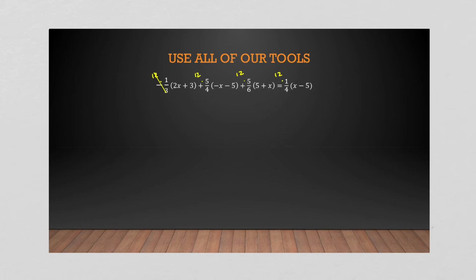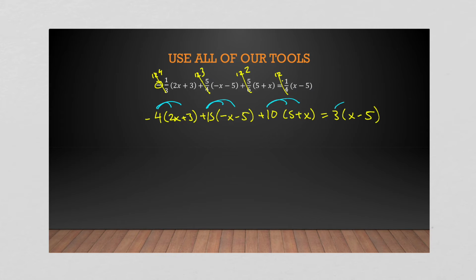So here I divide and I get 4, but there's a negative, don't forget that. So negative 4 times 2x plus 3. And then these divide out to 3, so plus 15, and then negative x minus 5. This divides to 2, so plus 10, and then 5 plus x. Then that equals 3 times x minus 5. So my next step is going to be to water bomb in each of those statements.